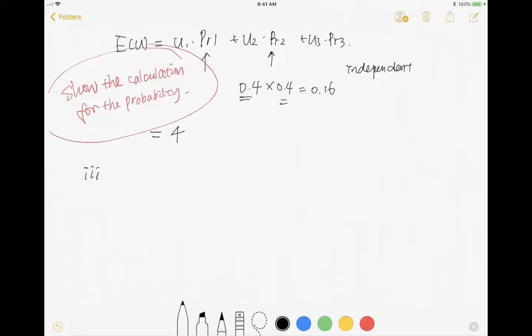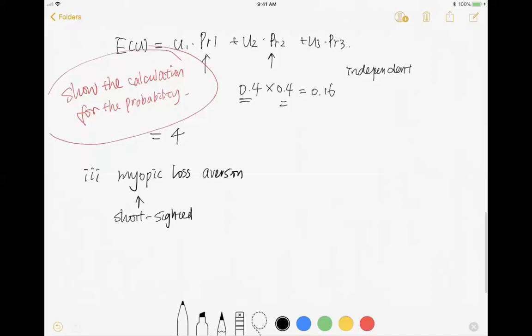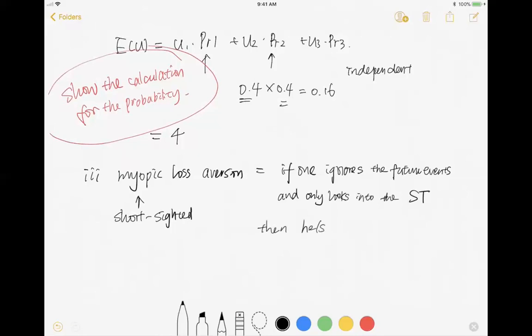That's something called myopic loss aversion. So this can maybe be replaced by short-sighted. If someone is short-sighted, ignoring the events in the future, he will be more risk averse. This actually means if one ignores the future events and only looks into the short term, then he or she will be more risk averse.